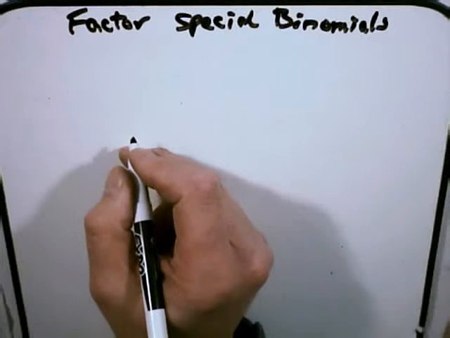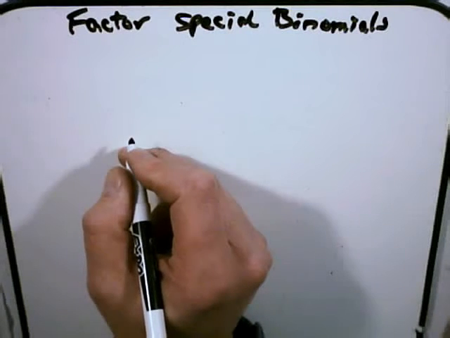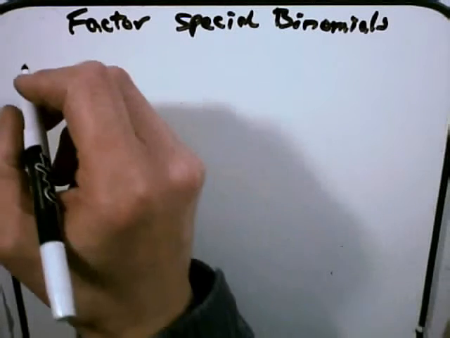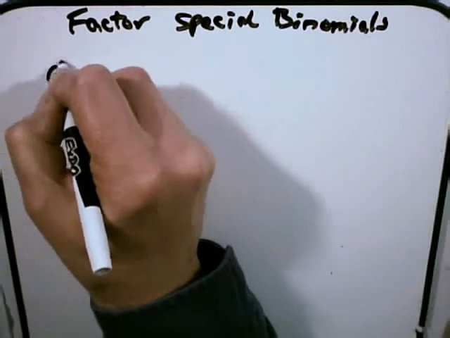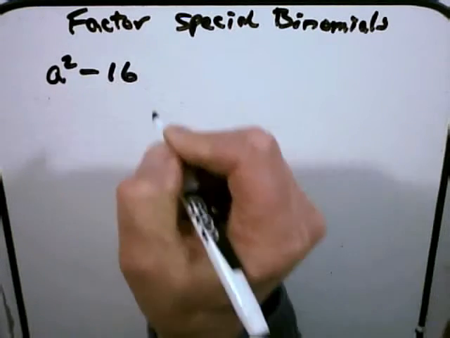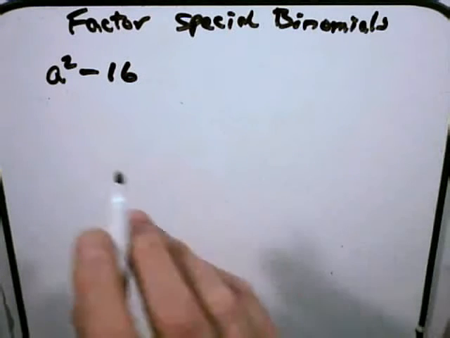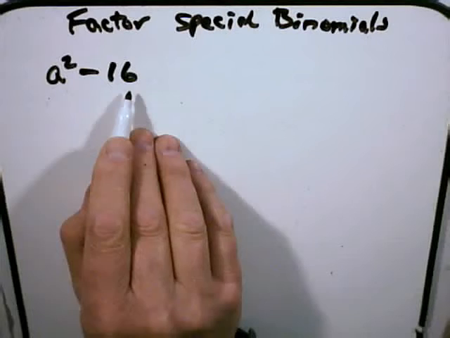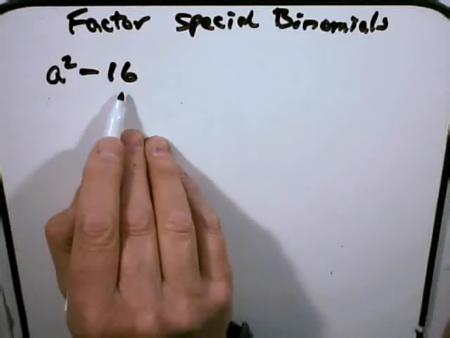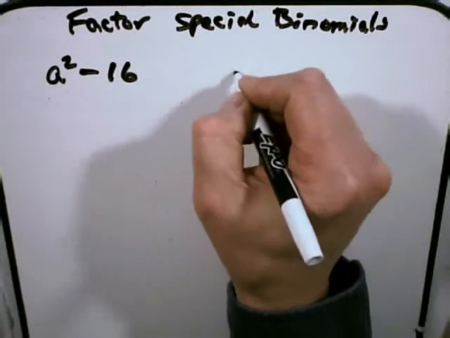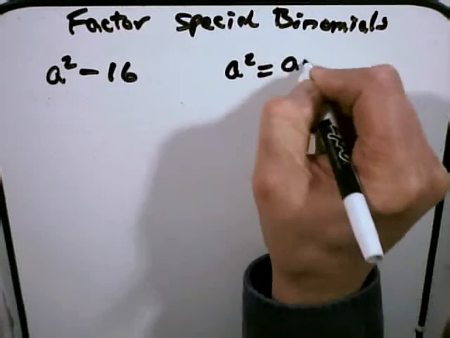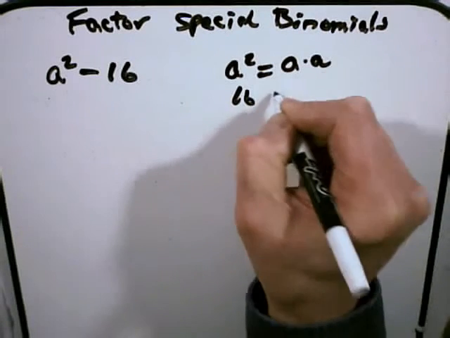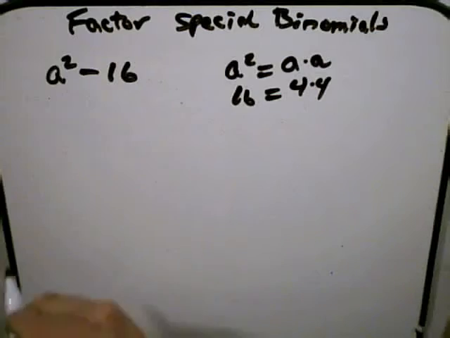So in section 6.5, we talk about factoring special binomials. The first of those that we're going to concern ourselves with is what's called the difference of two squares. Now take a look at this binomial, and it's the difference of two numbers. Notice that both a squared and 16 are perfect squares. A squared equals a times a, and 16 equals 4 times 4.